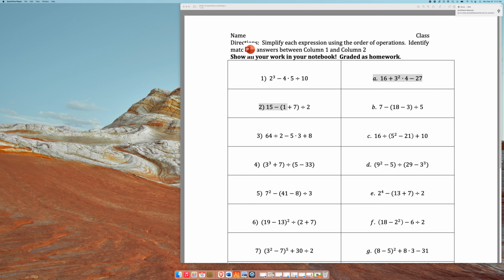E is 2 to the 4th minus 13 plus 7 divided by 2. Okay. 2 to the 4th. So in this one, I'm going to try to do more than one thing in a single line. The more you get used to, the faster you can do. 2 to the 4th. If I change it to standard notation, it's not going to change the problem.